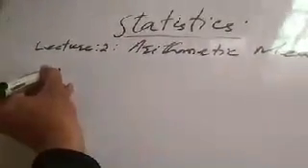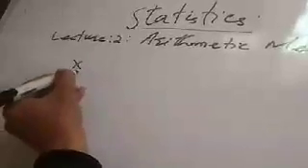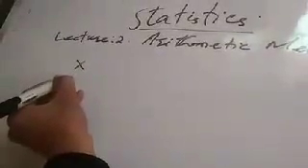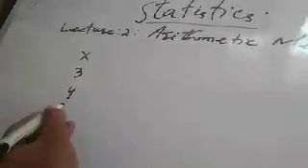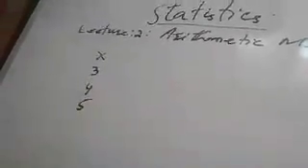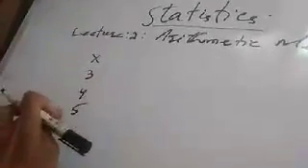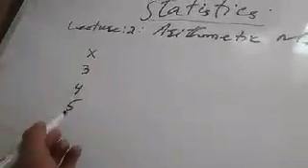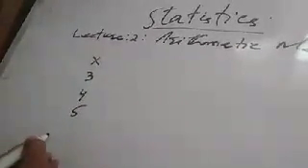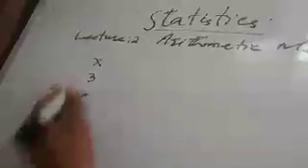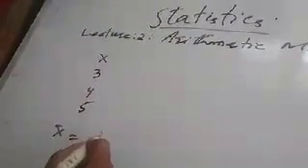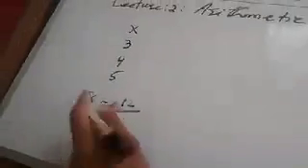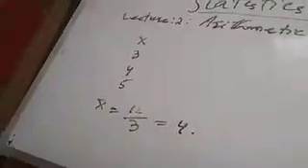Suppose x represents the data 3, 4, 5, and you have to find the mean. We know x bar equal to the sum of these, 3 plus 4 plus 5, that is 12, divided by 3, and you will get 4. So x bar is 4.